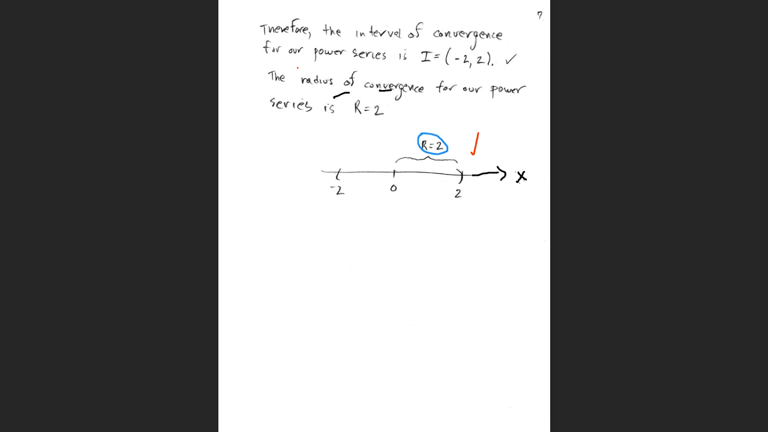So, Professor, if it was from 0 to 3, the radius would be 3, right? Well, normally we get the interval of convergence, and then from there we can determine our radius of convergence, because the radius of convergence is always half the length of your interval. Oh, I see. Yeah, that's right.